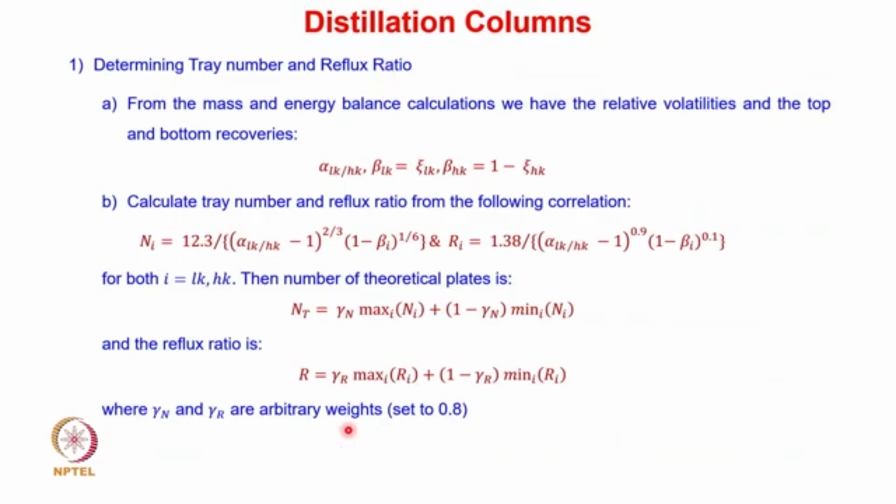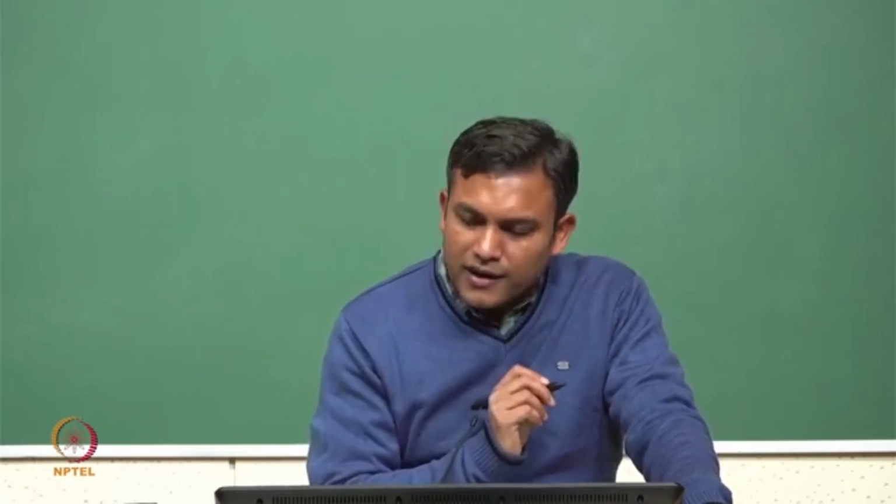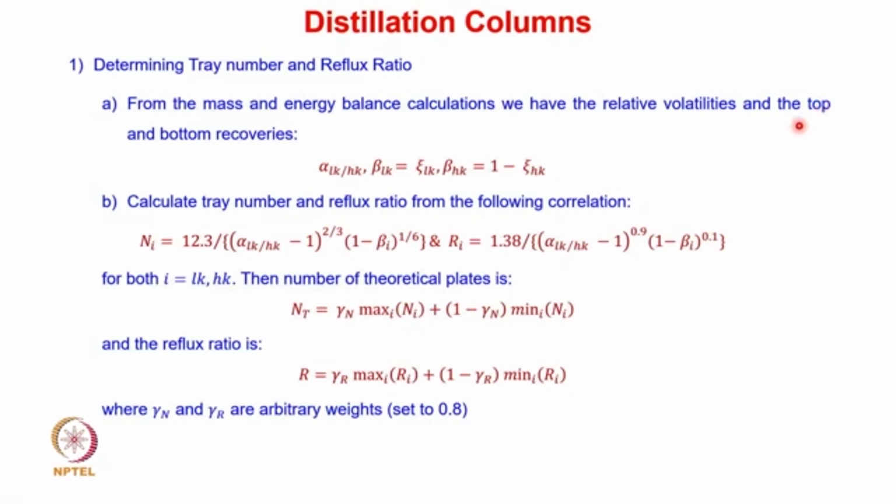So the correlations are given here. You can see that for determining the tray number and reflux ratio, we start from the mass and energy balance. Remember, in the last session we performed the mass and energy balance around the distillation column, and there we usually fix the relative volatilities, the split fraction, and the top and bottom recoveries. So we usually know these values. We know alpha Lk by Hk, which is nothing but the relative volatility of the light key component with respect to the heavy key component.